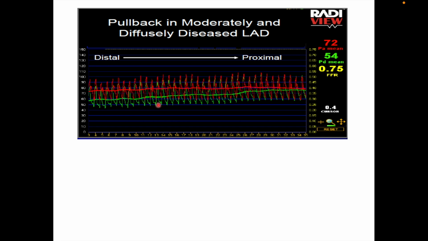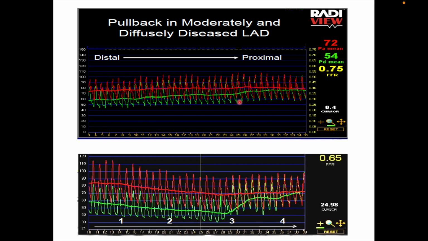So this is representing diffuse disease. So now compare it again. This is a big, sudden step up, and compared with this one where there is no big step up, it's all a gradual inclination of this PD mean pressure going towards the PA mean pressure. So that's the difference between diffuse disease and the disease which has a focal step up and you can put in a focal stent.